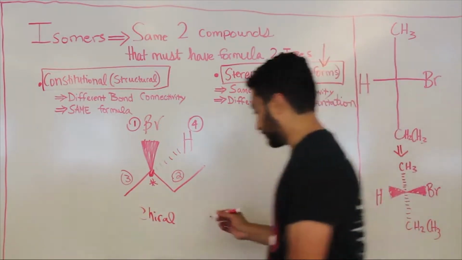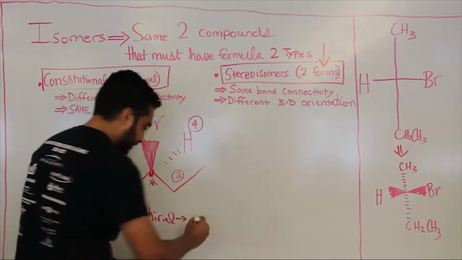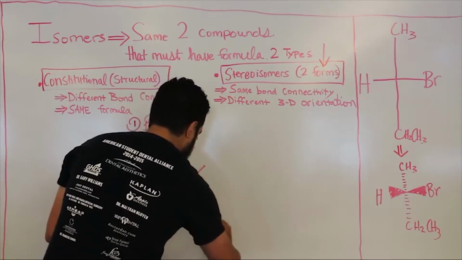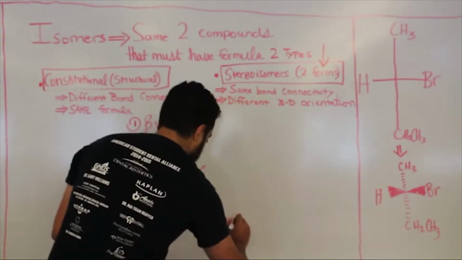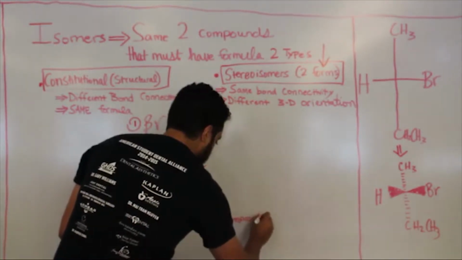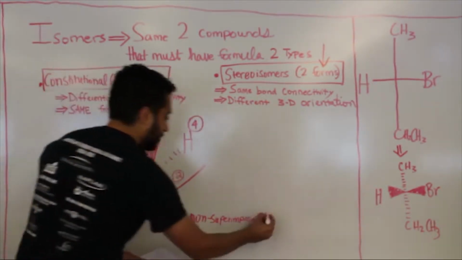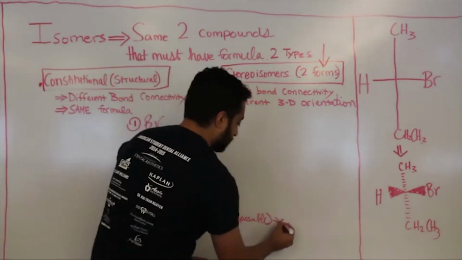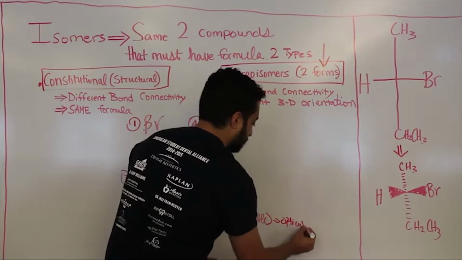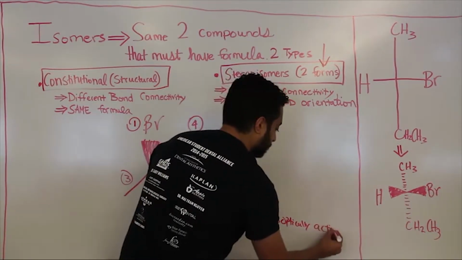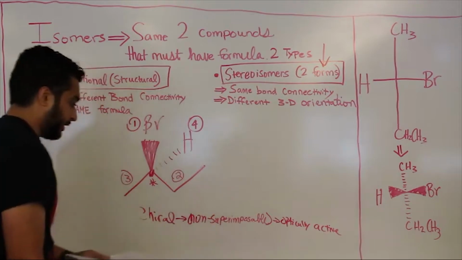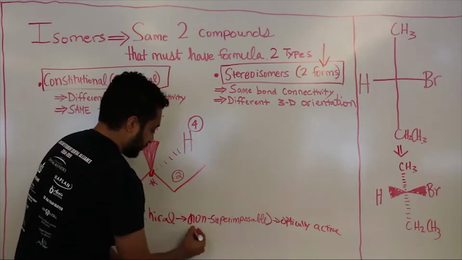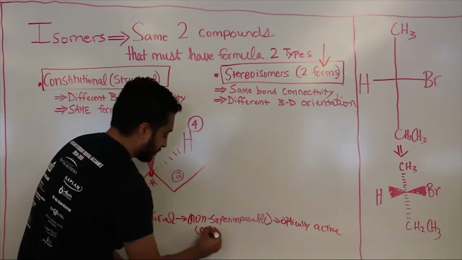Okay? So I'm going to write key terms regarding chiral. It's non-superimposable. Along with that, it is referred to as being optically active. And the last thing you can just remember is non-symmetric. Okay?